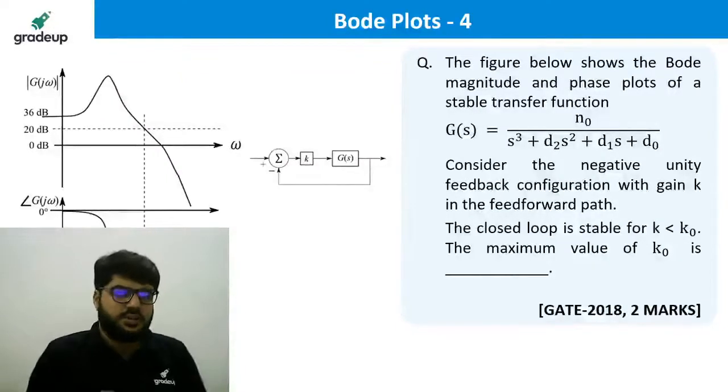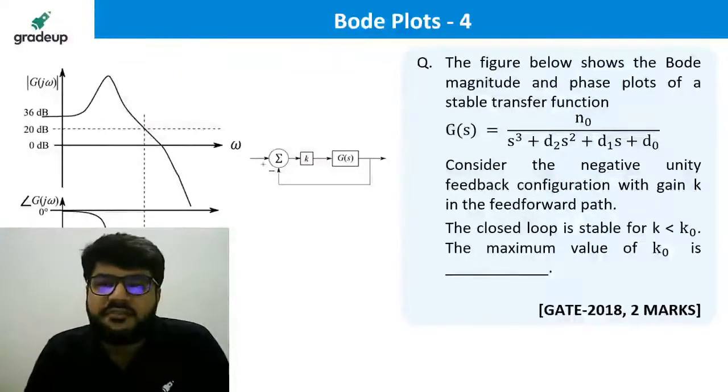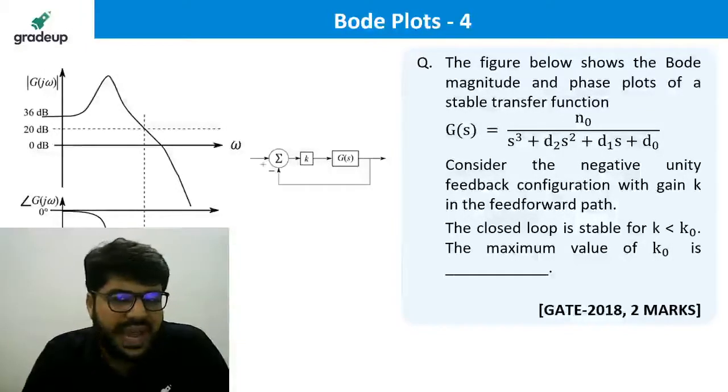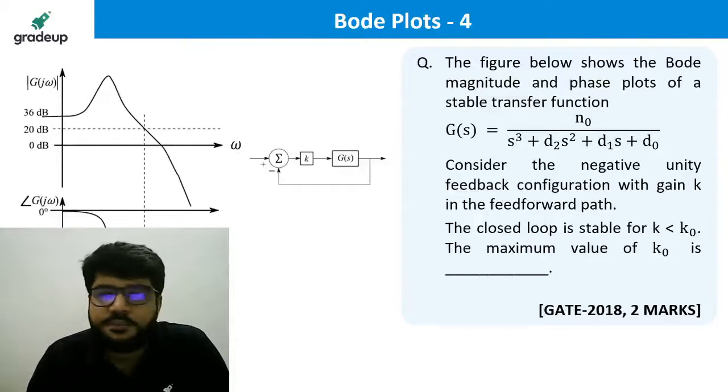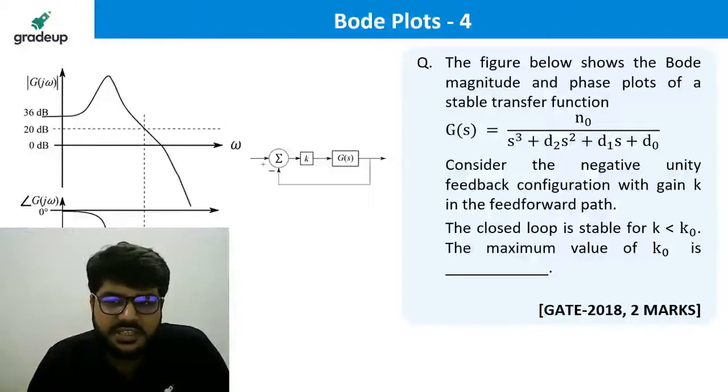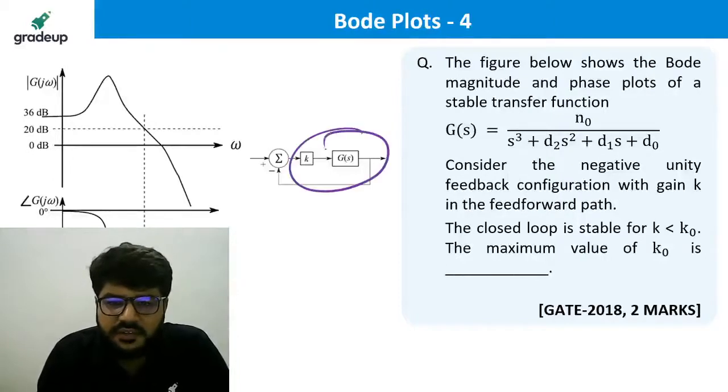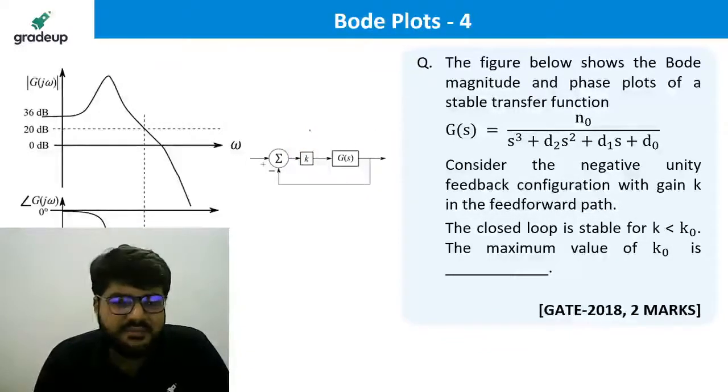Next question now. This is a good conceptual question on stability. The figure below shows the Bode magnitude and phase plots of a stable transfer function. Shubham, I've just commented on that, Kv equal to K. The figure below shows the Bode magnitude and phase plot of a stable transfer function G(s) equal to N0 upon s cubed plus D2 s squared plus D1 s plus D0. Consider the negative unity feedback configuration with gain K in the feed forward path. The closed loop system is stable for K less than K0. What is the maximum value of K0?